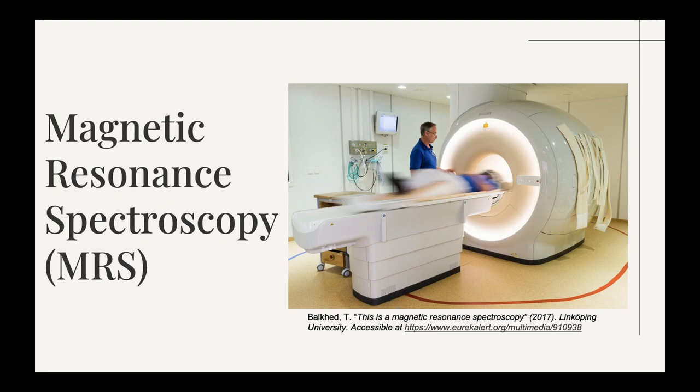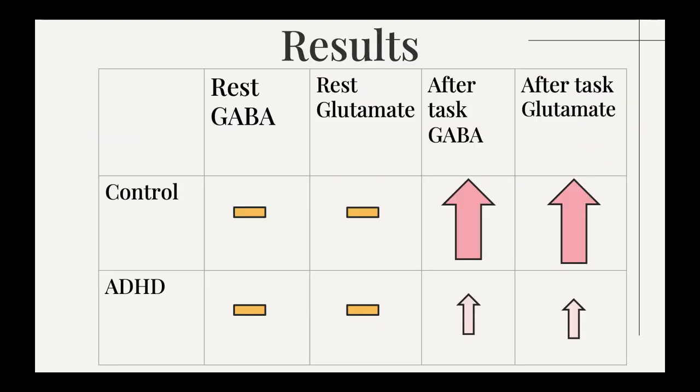Researchers observed the neurotransmitter content of participants when they were at rest and while they were performing attention control tasks in the MRS machine. All the measurements were taken and then put side by side for comparison in both the control and ADHD participants. Here is our own drawing of the results.